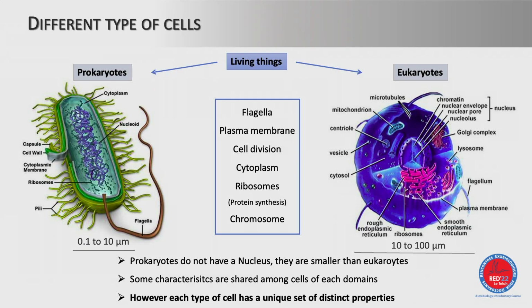We have different types of cells in the microbes. We have the prokaryotes and the eukaryotes. Prokaryotes are really simple cells. They don't have a nucleus. And they are usually smaller than eukaryotes.